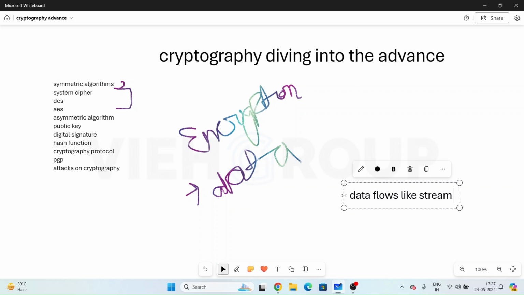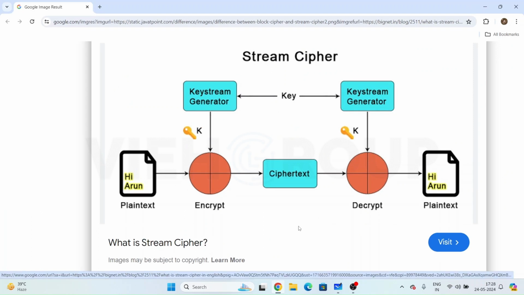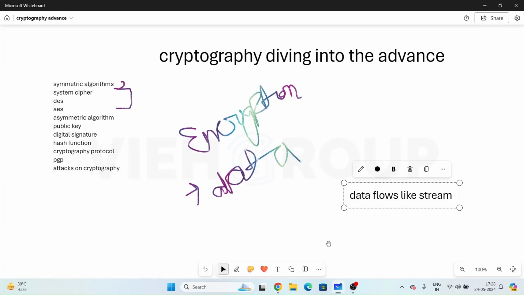Let me show you the diagram so you can understand more easily. So this is the diagram, stream cipher. This one is the key stream generator. This one is encrypting: plain text into encrypt, then ciphertext, then decrypt, then plain text. This one is the key stream generator. Hope you understand this diagram. This one is so easy. Now you can understand more easily what I'm talking about.